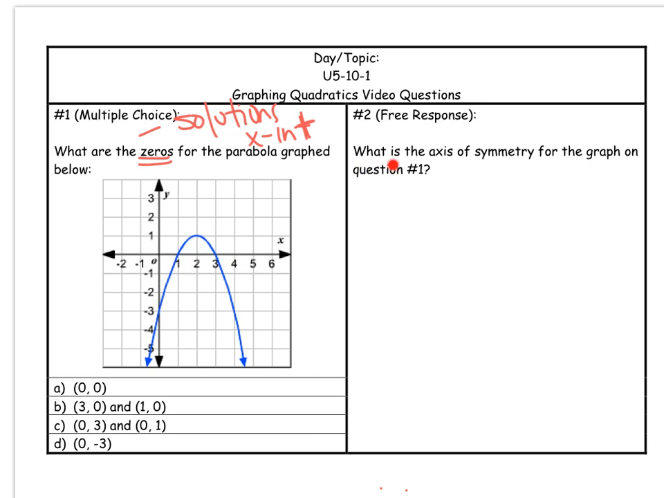Question number 2: what is the axis of symmetry for the graph in question 1? You're looking for the line that folds the graph, the fold line. The axis of symmetry is always going to be written as x equals. See where the axis of symmetry passes through the parabola. It has to pass through the vertex, which is a maximum or minimum, and then it's written as an x equals equation.